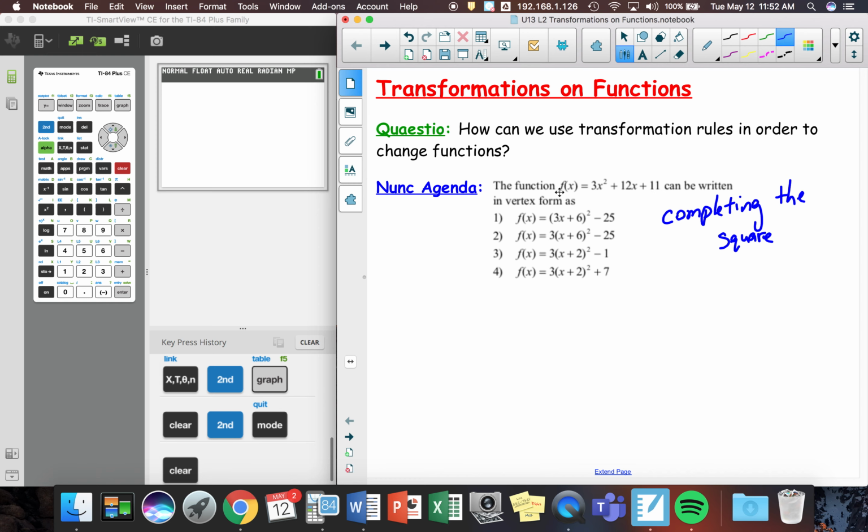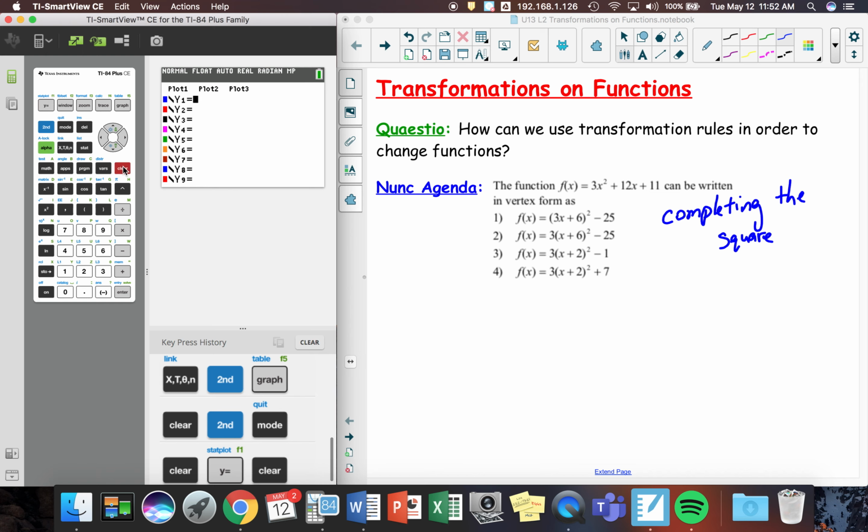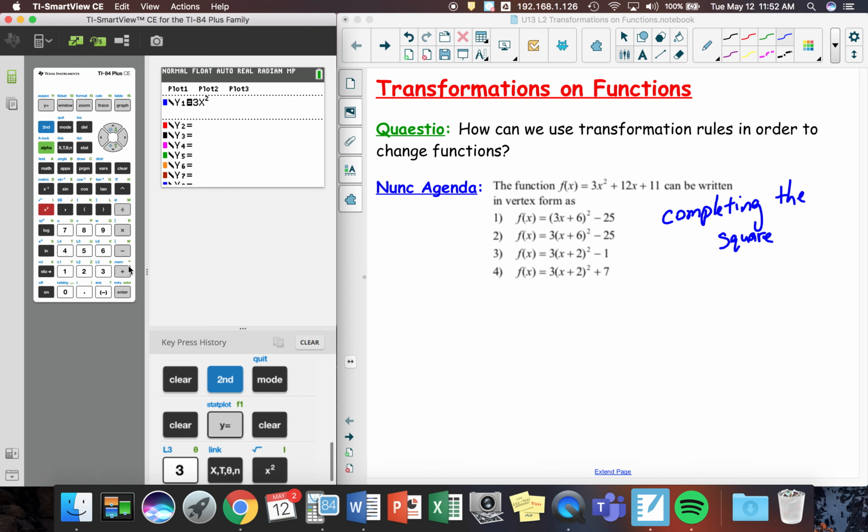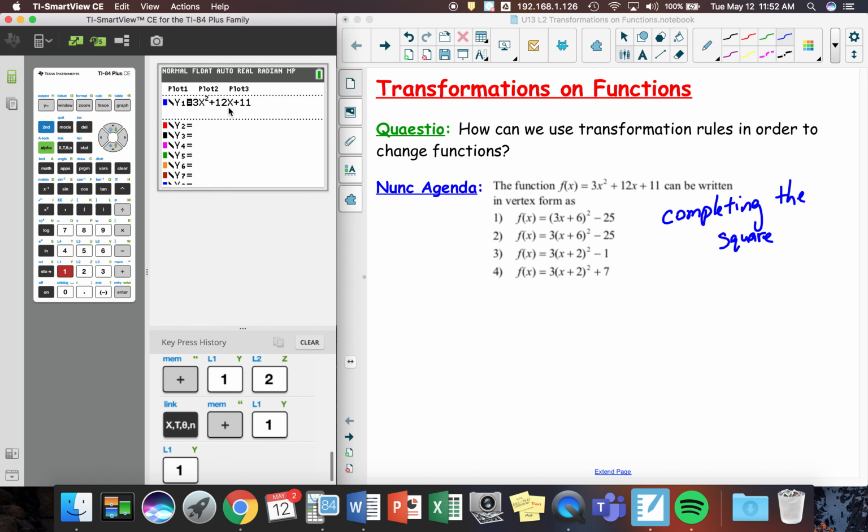Use the calculator. Since it is a multiple choice question, we can go ahead and plug it in to y equals and see what we get. Let's plug in the first function: 3x squared plus 12x plus 11. And while typing this, I just realized maybe completing the square would be a bit harder because the number in front of x squared is not 1. So it becomes a little more difficult there. So definitely use the calculator.